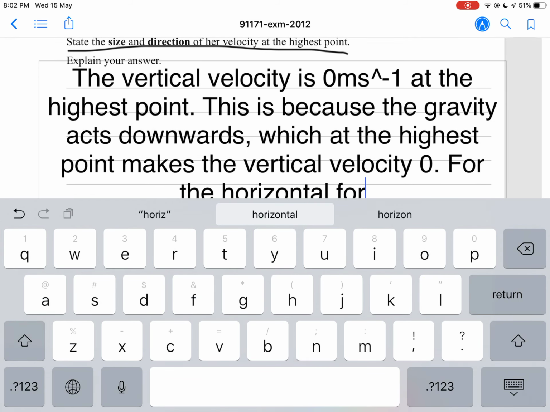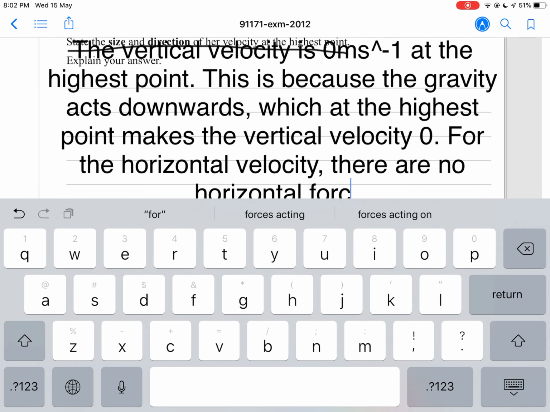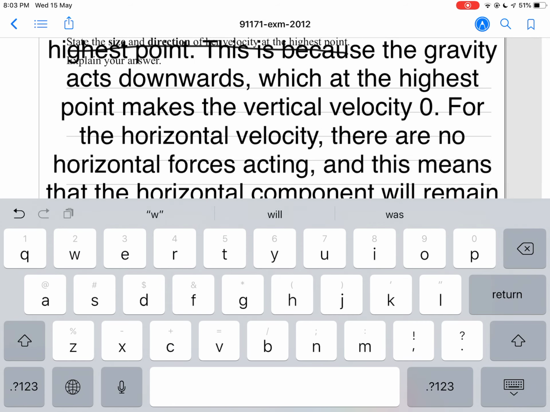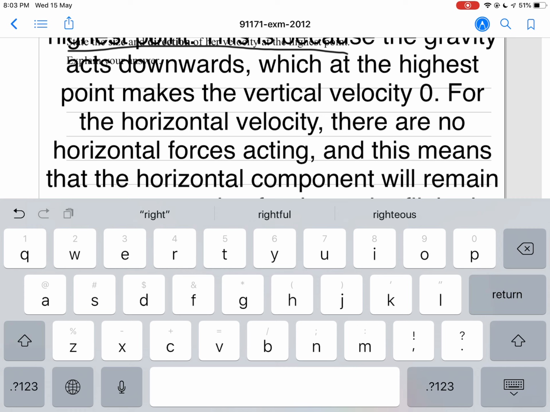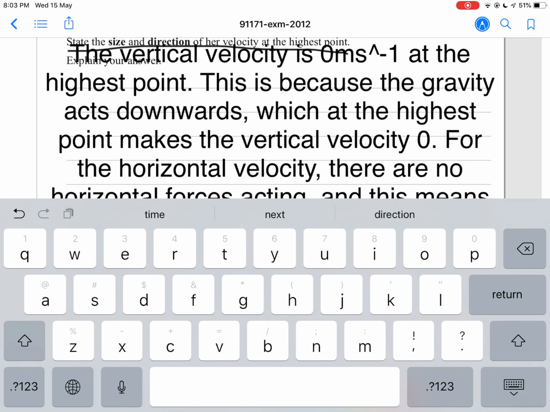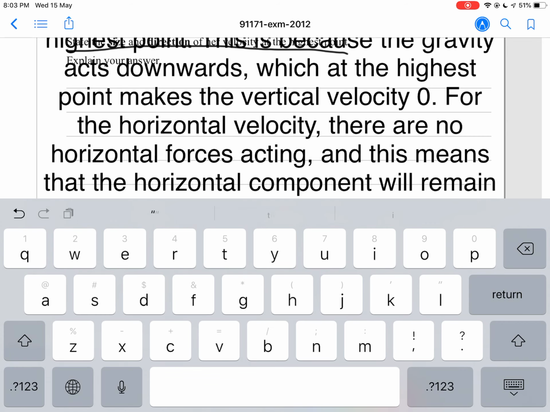For the horizontal velocity, there are no horizontal forces acting, and this means that the horizontal component will remain constant, meaning for the entire flight the horizontal component will be 5.1 meters per second to the right. Don't forget the direction, because it asks for the direction as well. So for the entire flight, the horizontal component will be 5.1 meters per second to the right, and this means that at the highest point, the horizontal velocity is 5.1 meters per second to the right.